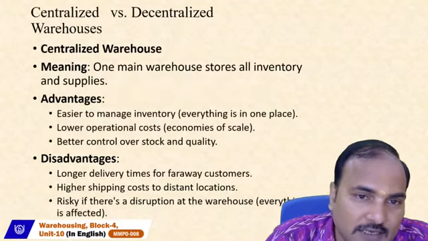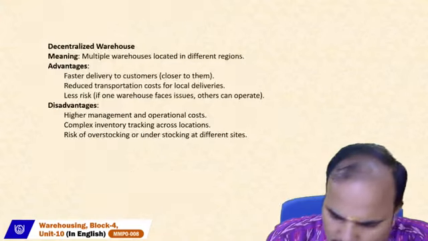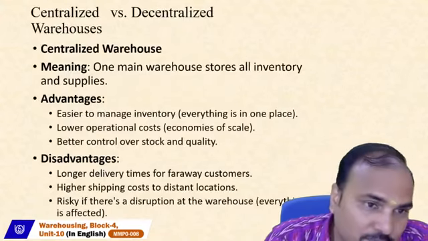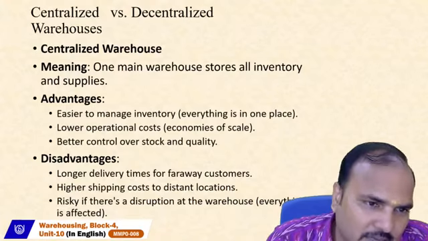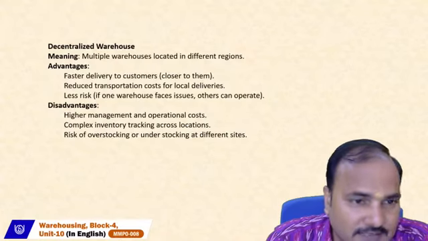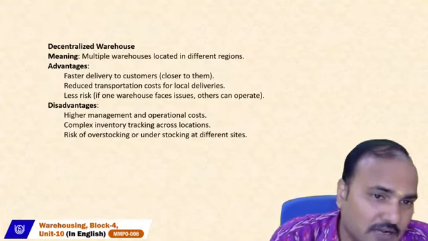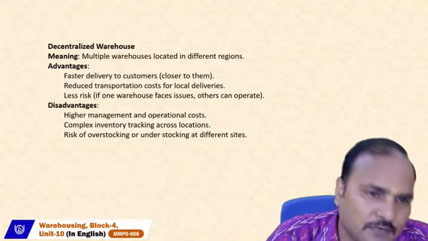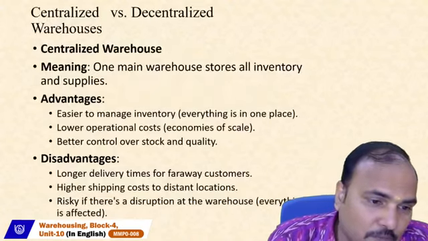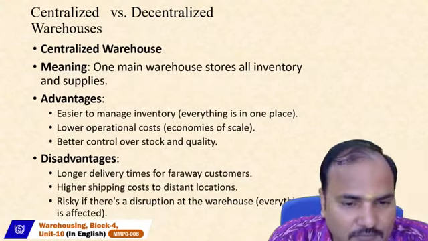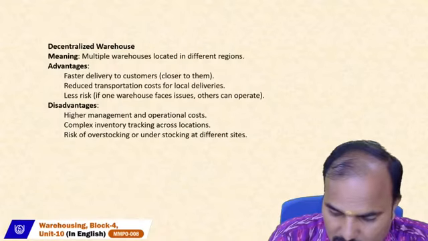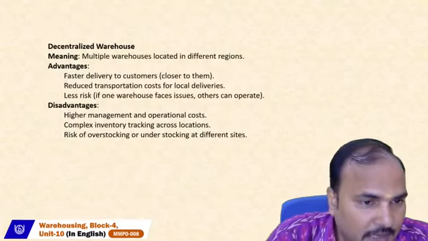What are the basic differences? A centralized warehouse is one main warehouse, whereas a decentralized system has multiple warehouses. In terms of advantages, centralized warehouses make it easy to manage inventory, with lower operational cost and better control over stock. For decentralized, there is faster delivery, reduced transportation cost, and much less risk.